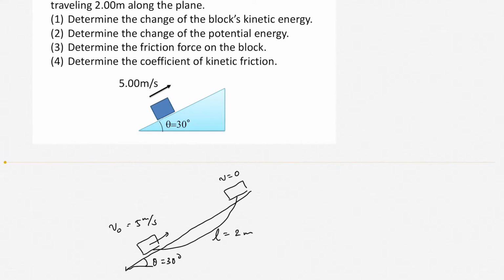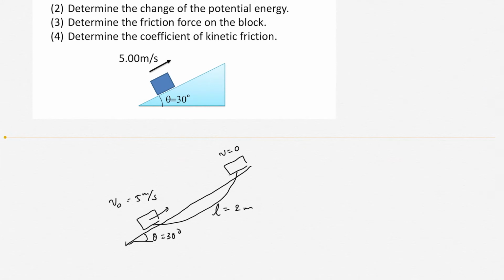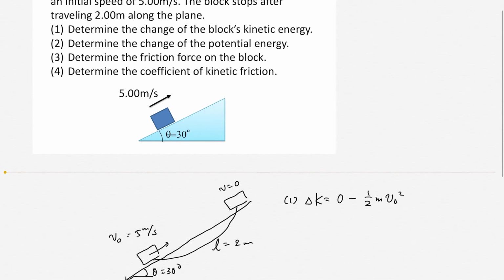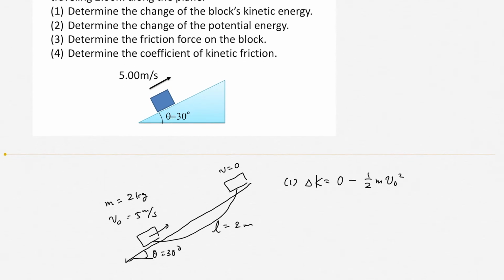Then we'd like to find out the first question. Determine the change of the block's kinetic energy. First one. Delta K, the end state is 0, minus 1 over 2 m v sub 0 squared. The mass of the block is given as 2 kilograms. Then you can substitute all the information. It becomes minus 25 joules.